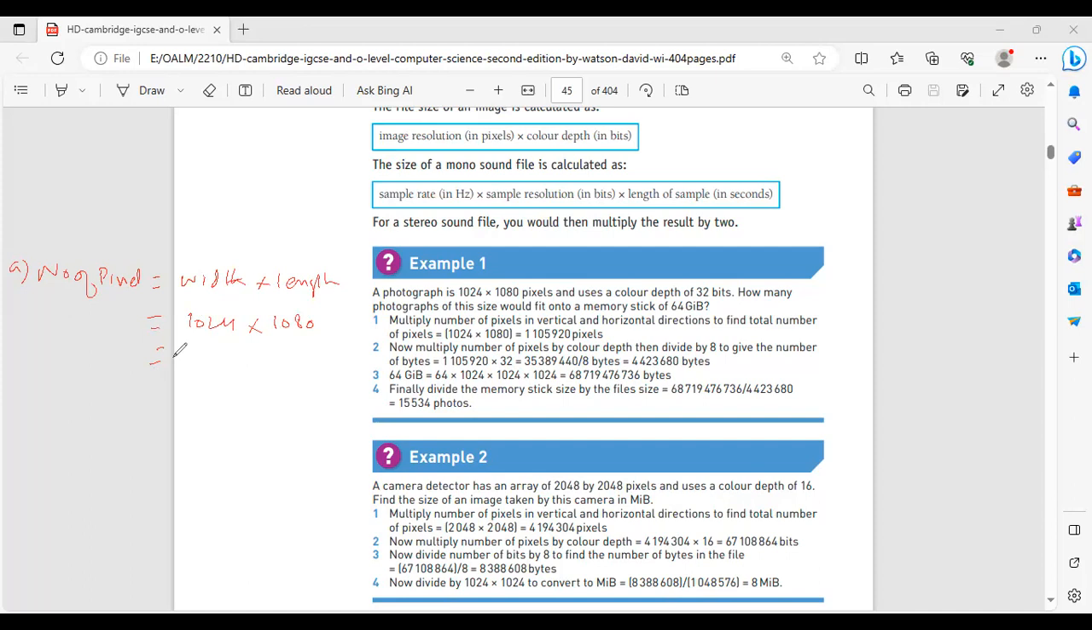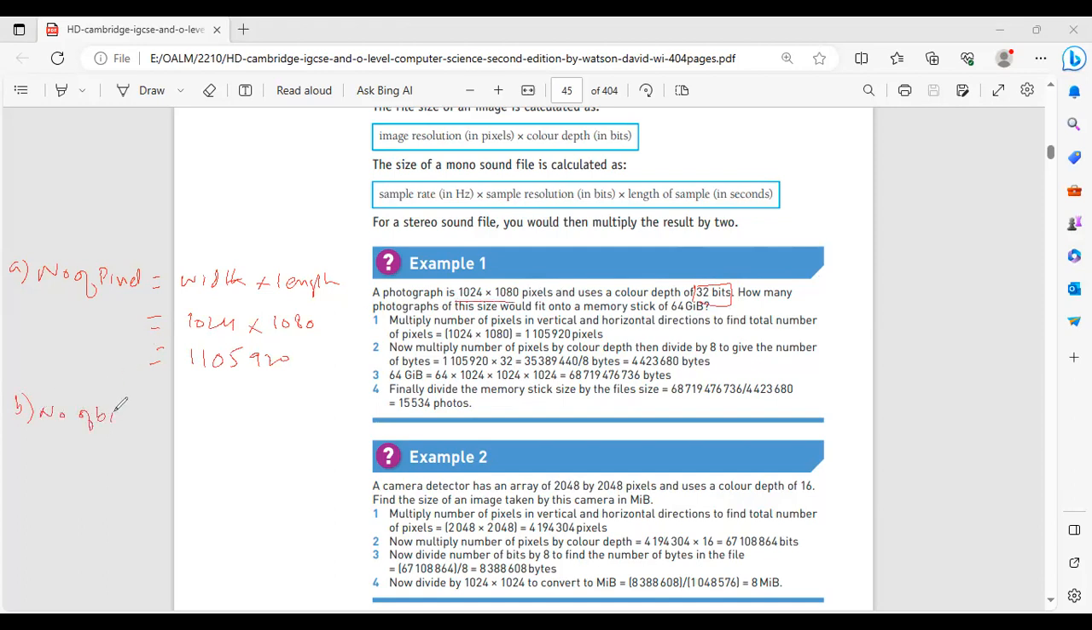1024 multiplied by 1080, you will get 1105920 pixels. Second step, you have to convert into bits. How many bits has it given? 32 bits. It has given 32 bits. These two we have done. So we need to find the number of bits.